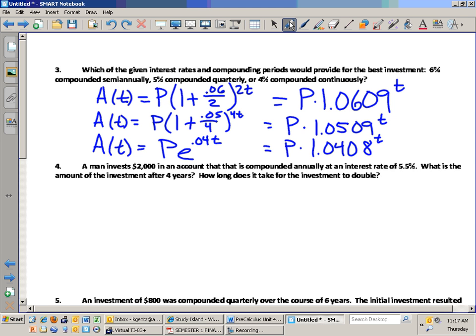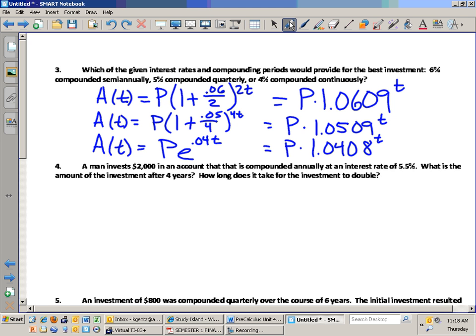So which is the better deal? The first one. It turns out that compounding continuously is probably a really good deal as long as you have the same interest rate. But here we don't have the same interest rate. It drops down to 4. It looks like the interest rate really makes a pretty big difference.